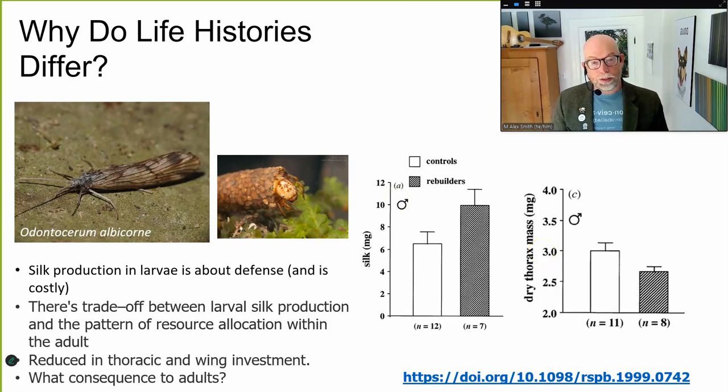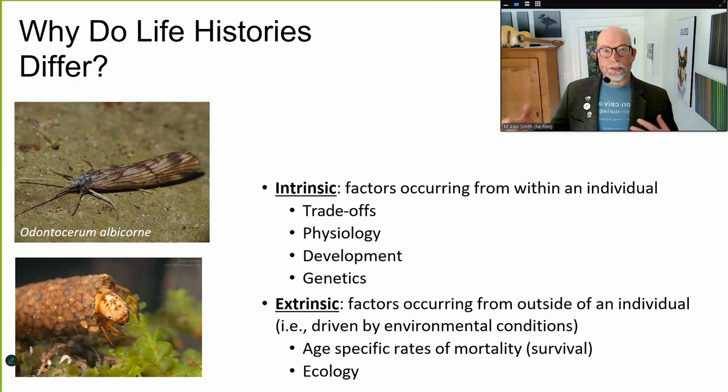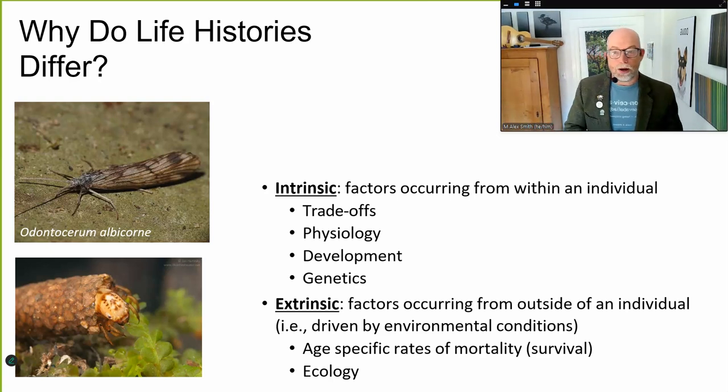Now the consequence of that, as an adult, those same adults were reduced in size. By changing the amount of silk that the larva had to invest in, there was no longer a bank account that the adult could draw on to become as large. And this is the idea that there are intrinsic and extrinsic to the individual trade-offs that are happening.